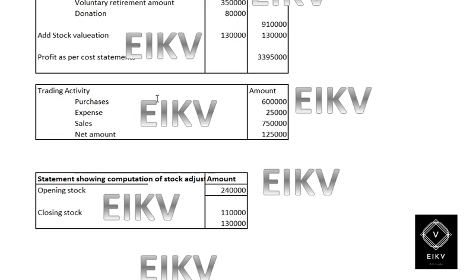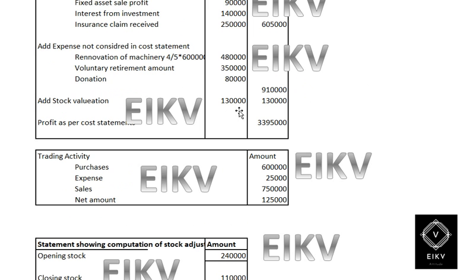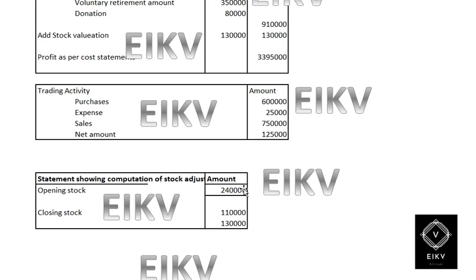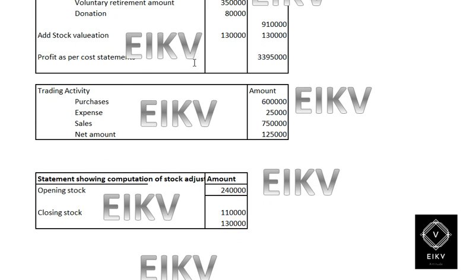Okay, after that we have stock valuation. So stock valuation is opening stock minus closing stock, which will give 1,30,000, which needs to be added back to the financial statement profit to arrive at costing profit. Here we have an opening stock overvalued of 2,40,000, and we have a closing stock overvalued of 1,10,000. So we have a difference of 1,30,000. So that amount needs to be added back to arrive at costing profit.